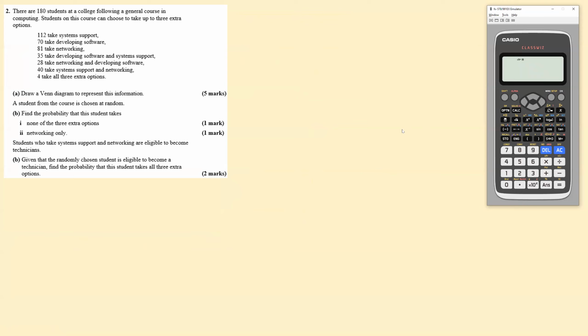There we go. There are 108 students at college. Take a course of computing. Students in this course choose up to 3 options. Draw a Venn. So with a Venn, the trick is always start in the middle. So the first thing I'm going to do is create my universal set. That's the box. And then noticing that I've got systems support, which I'm going to call S, developing software, which I'm going to call D, and networking, which I'm going to call N.